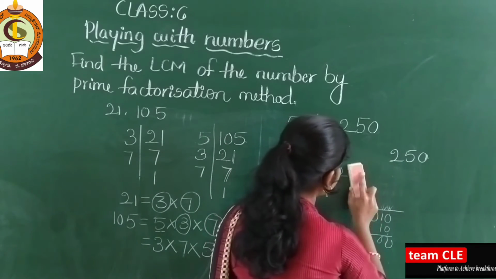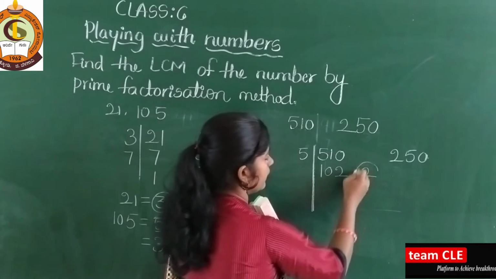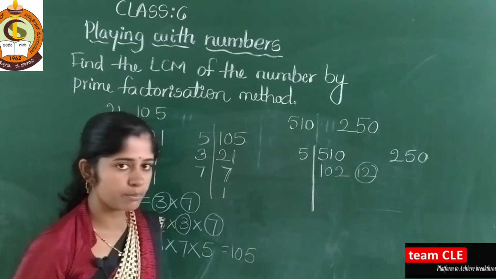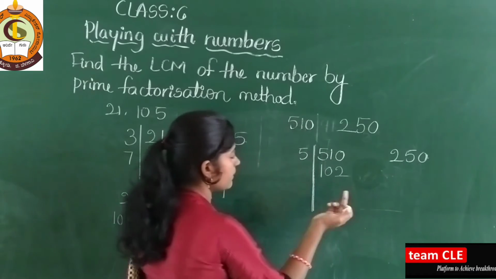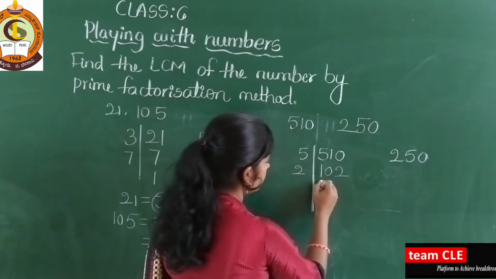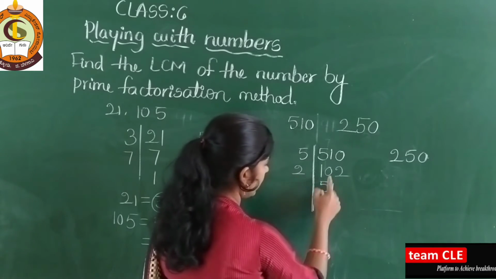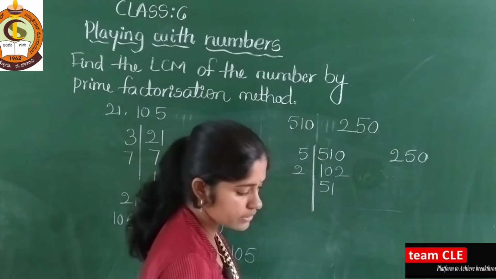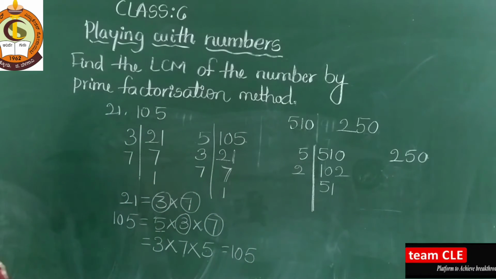Next, most of the students are writing here 5 ones are 5 and 5 twos are 10, and they are writing 12. So it is completely wrong. Next here, in 510, 1 plus 2 is there, means that number is divisible by 2. 2 fives are 10 and 2 ones are 2. Next, check it out. In 51, which table is there?